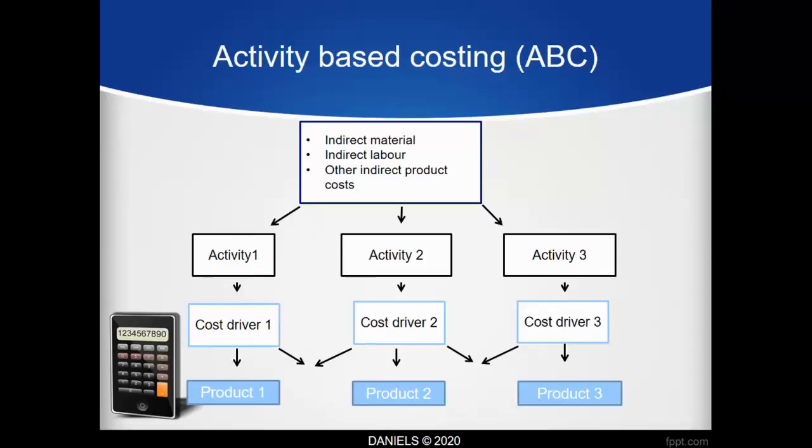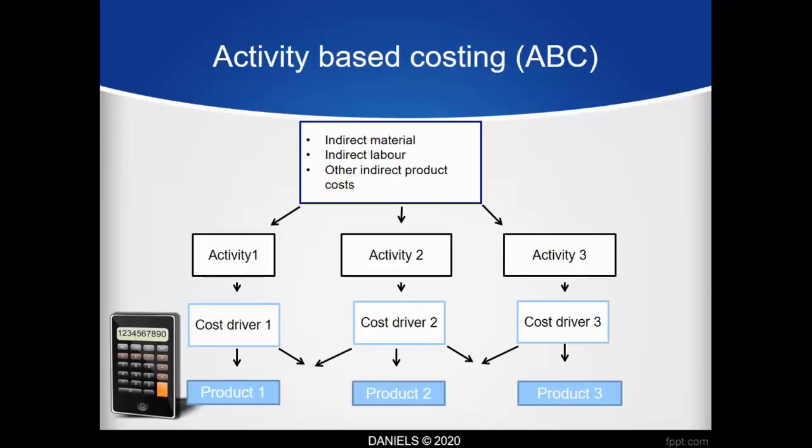Okay, so this is important to remember, that we first need to find activities. So we find activities such as machining, such as inspection. Okay, so those are all costs that will be incurred in the production department. So we need to find the activities first, and then we allocate the various costs to the activities, and then we find cost drivers. So what is actually driving the cost?